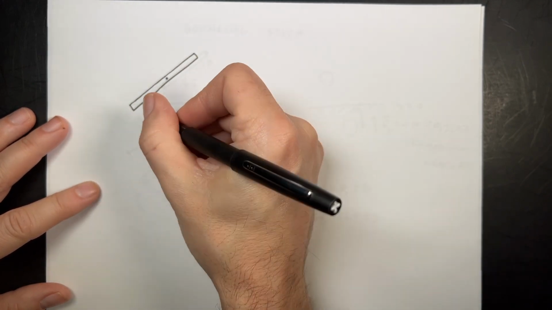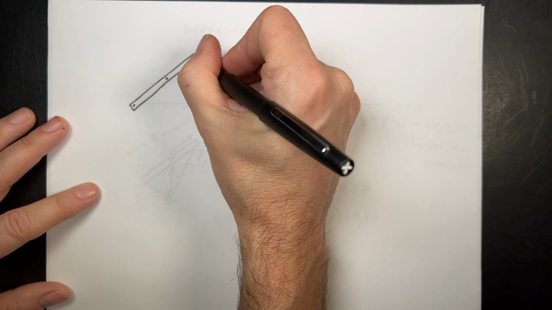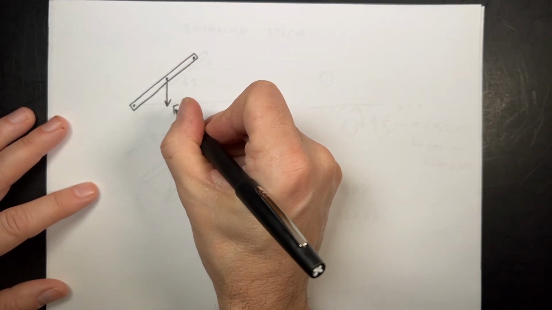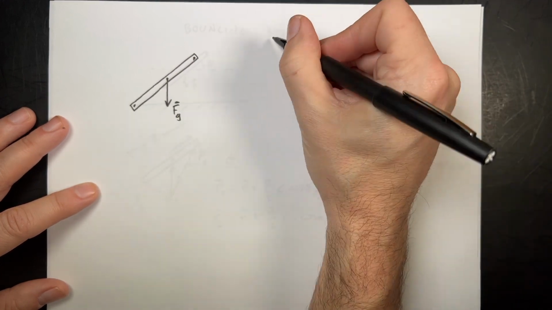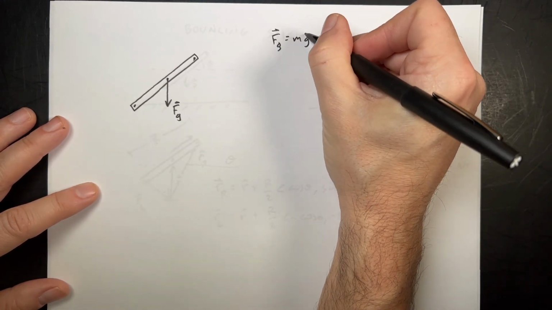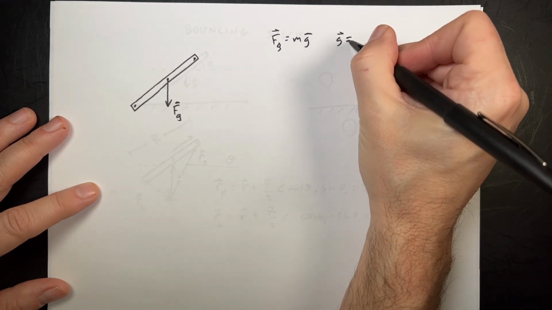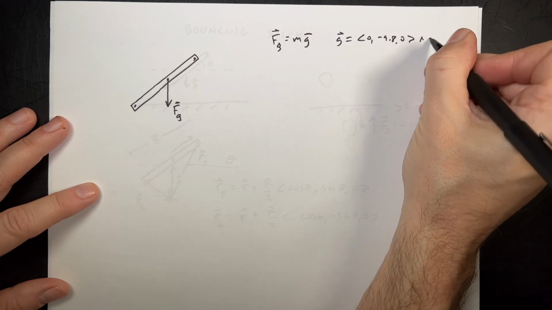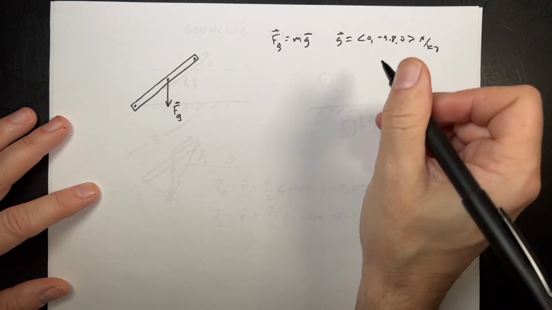I have 3 points. And then I'm going to have 3 forces. In the middle, I'm going to have the gravitational force. I'll call it Fg, where Fg is equal to mg, and g is the vector 0, negative 9.8, 0 newtons per kilogram. Okay, normal weight stuff.